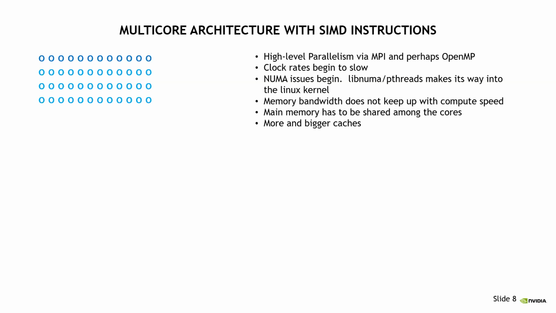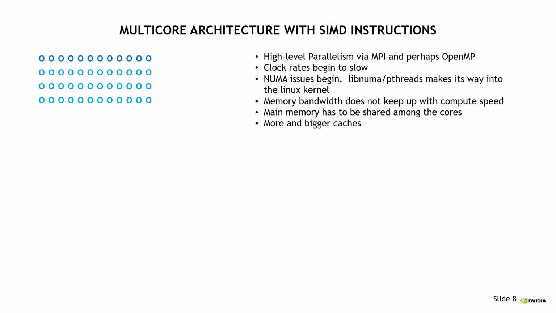Another thing that started to happen is as the number of cores increased, the memory bandwidth per core did not keep up with compute speed. And there were lots of studies on this. I helped author a paper with some people from Sandia about this at the same time. As the cores increased, the memory bandwidth per core just started to drop.